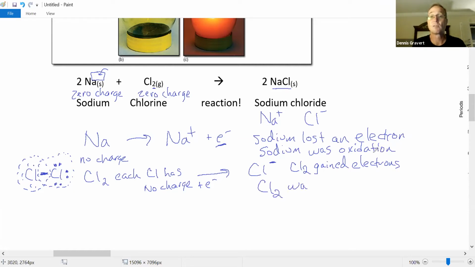Sorry, hang on, let me correct my grammar. Sodium was oxidized. There we go. Cl2, however, each chlorine gained electrons, or you could just say the whole molecule Cl2 was reduced, because reduction is gain. Oil rig: reduction is gain of electrons. Cool. Okay. That's how we understand making table salt to be an oxidation reduction reaction.